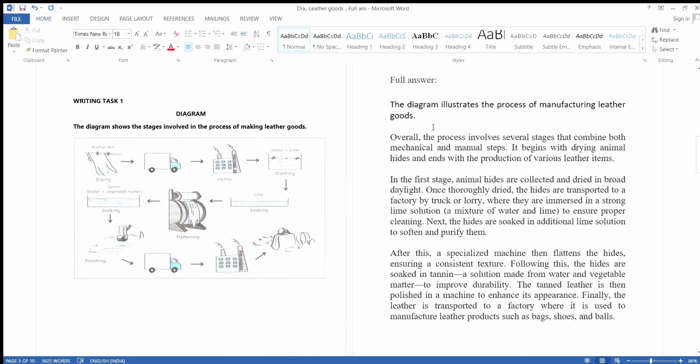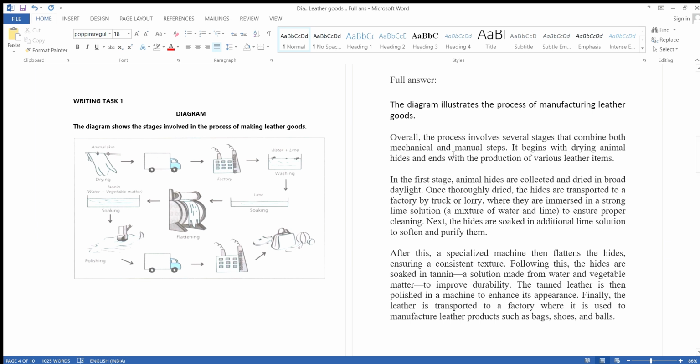Step 1. It is rewriting the introduction. So here we have the diagram. The diagram shows the stages involved in the process of making leather goods. This is rewritten as the diagram illustrates the process of manufacturing leather goods. Simple and clear. And the word count is just 9. As I said earlier also, for the diagram questions, don't worry about the word count in the introduction paragraph. It need to be short, and it is short with only 9 words.